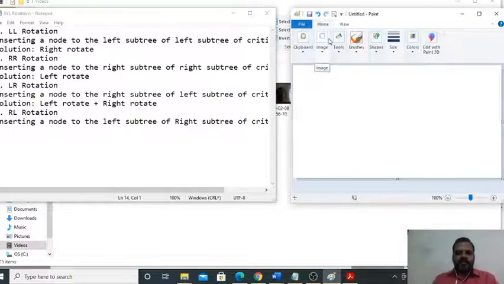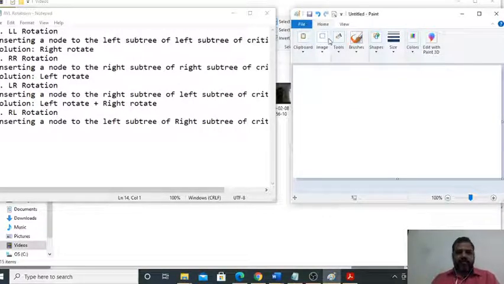Hello students, in this video we are going to see rotations in AVL tree. As you all know, AVL tree is a self-balancing tree. The height of the AVL tree will always be balanced, that is, its left branch and right branch will be balanced in height.